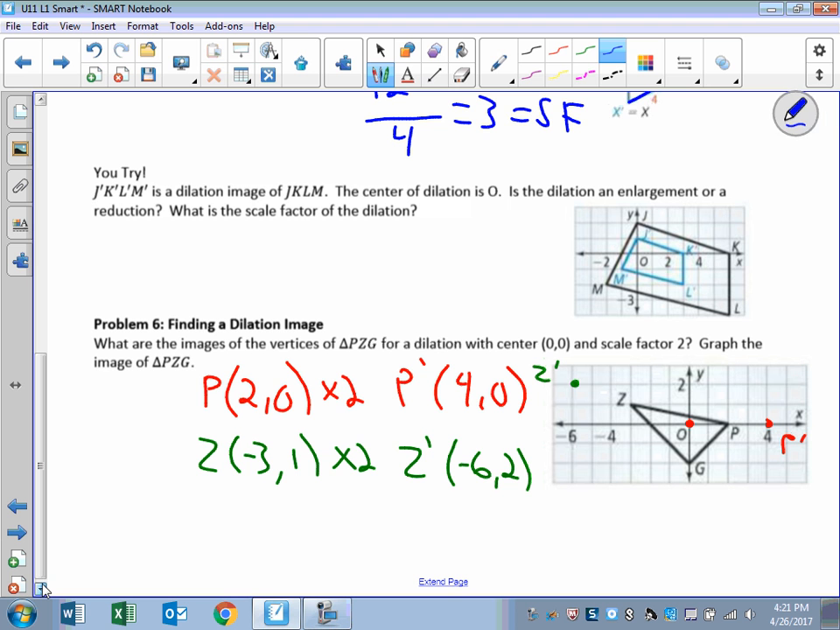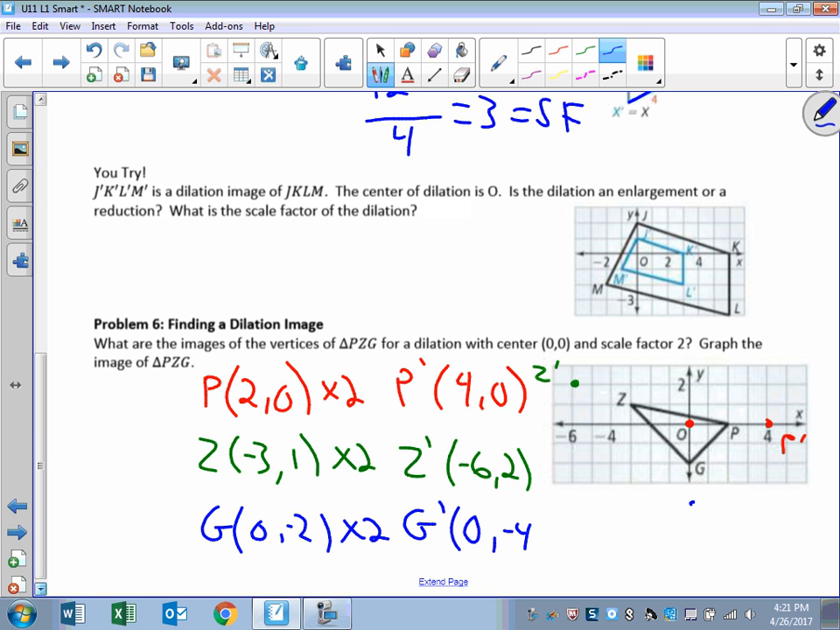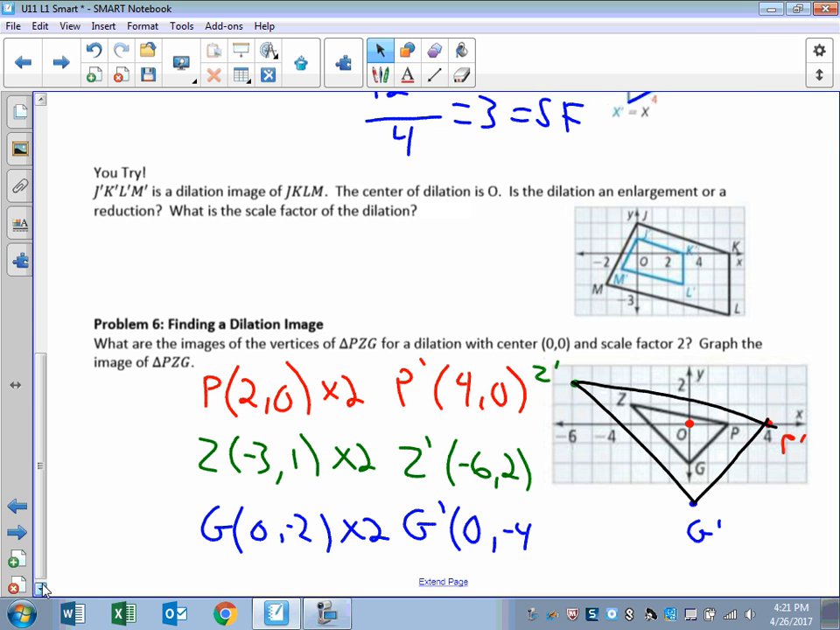Okay. Last but not least, we got G. That is at 0, negative 2. Scale factor of 2, so G prime would be at 0, negative 4, which is off this. Nope. Oh, no. That's 3. So it would be off the grid a little bit. So let's imagine it's down here. And then we're just going to connect the points. So that triangle should be 2 times as big as the smaller triangle.